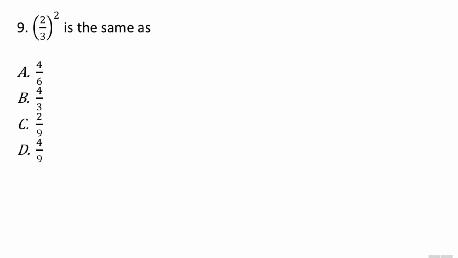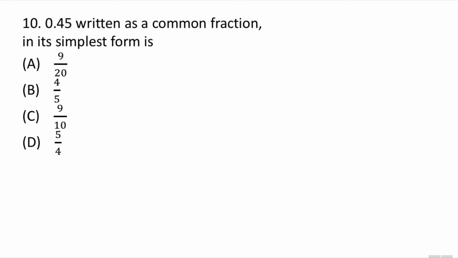So we have 2/3 all squared is the same as. Just to let you know, that square indicates that we need to square both the numerator and the denominator. So we're doing a 2 times 2 as well as a 3 times 3. Okay, so 2 times 2 is equal to 4. And 3 times 3 is equal to 9. So our final answer is equal to 4/9, which means that our answer is D. Let's now have a look at our final question, question 10.